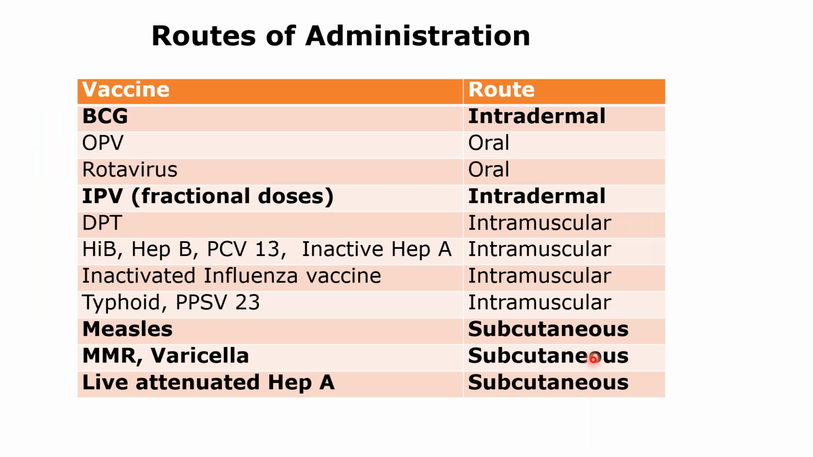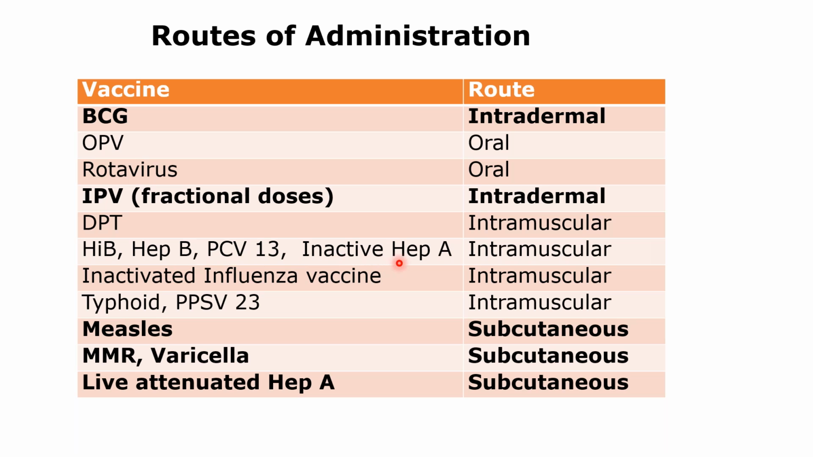Now, what is important is the route of administration of various vaccines. We know only 2 vaccines are given intradermal currently in our immunization schedule. They are BCG and IPV, fractional IPV basically, right? Now, you would notice that most of the vaccines are given intramuscularly, except the live vaccines, which are given by subcutaneous route. Okay, BCG, of course, it is intradermal. Measles, MMR, MR, varicella, live hepatitis A, all of them are given by the subcutaneous route.